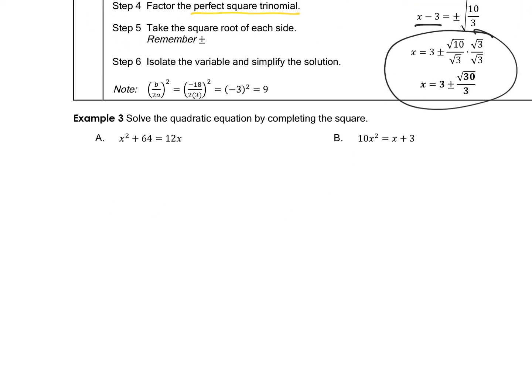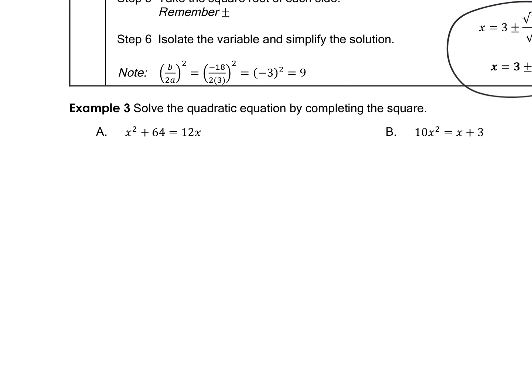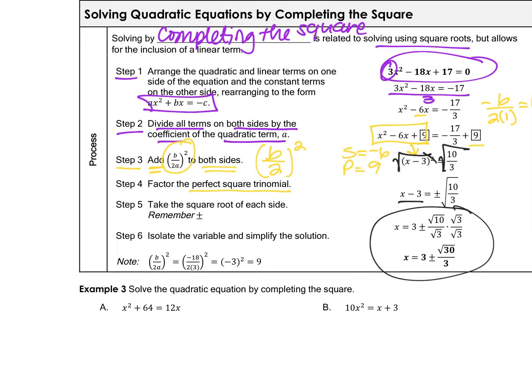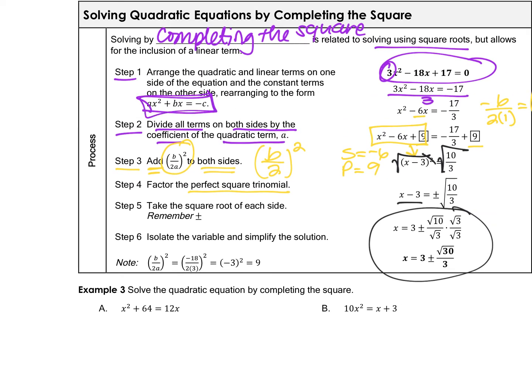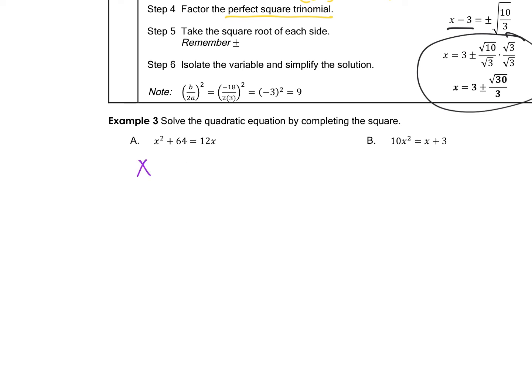Okay, so let's do an example. So first thing, we want it in this form. So I need to leave my x squared, but I need to subtract 12x over, and then I need to subtract the 64 over here, because I want my x squared and x on one side, my constant on the other.